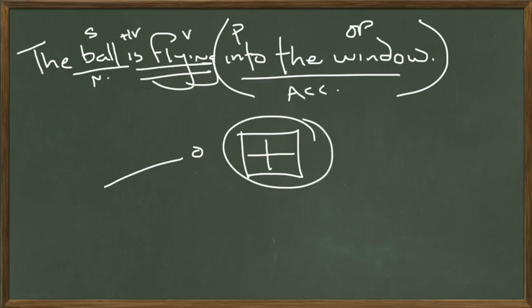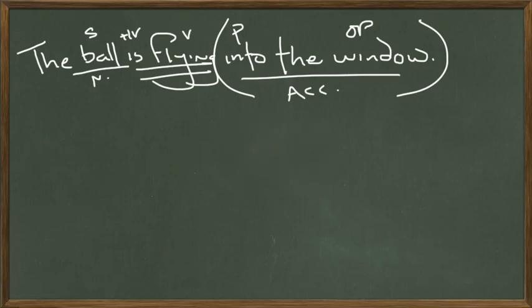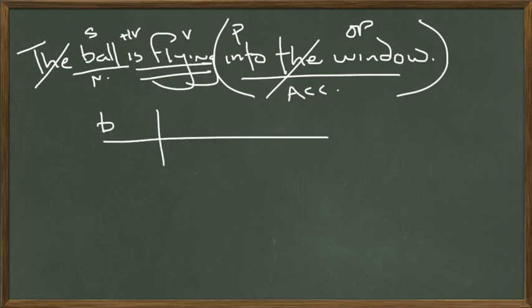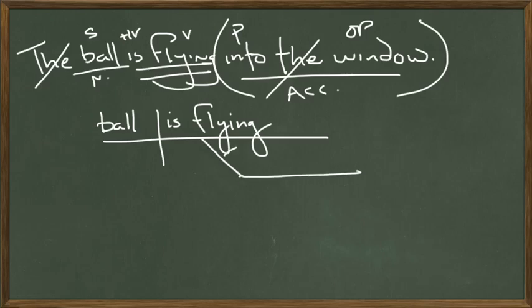We'll come back to that in just a minute. Let's finish diagramming this. The is an article adjective, so we can just toss those. When you diagram this, we have ball is flying. Where is it flying? Into window. Now, since we're diagramming in English, we'll add the article adjectives in. The ball is flying into the window.